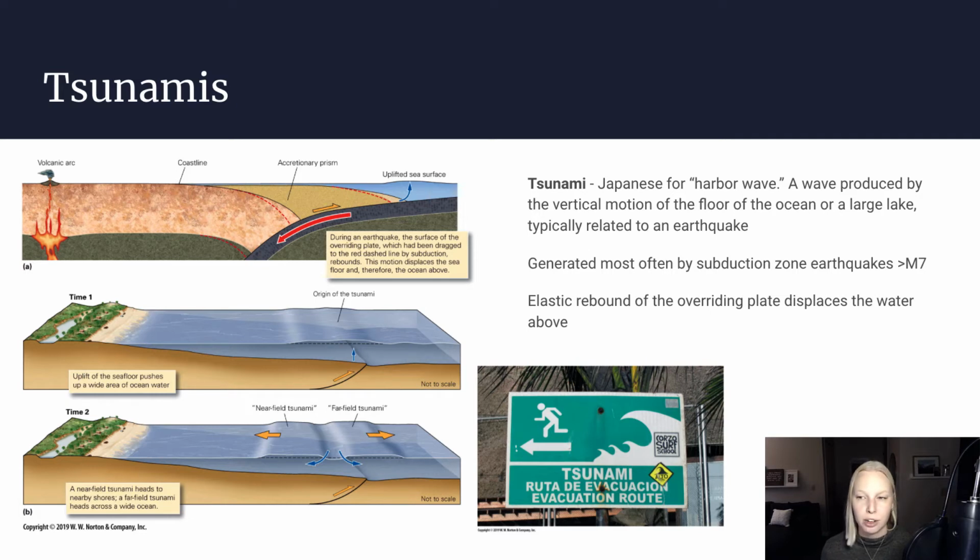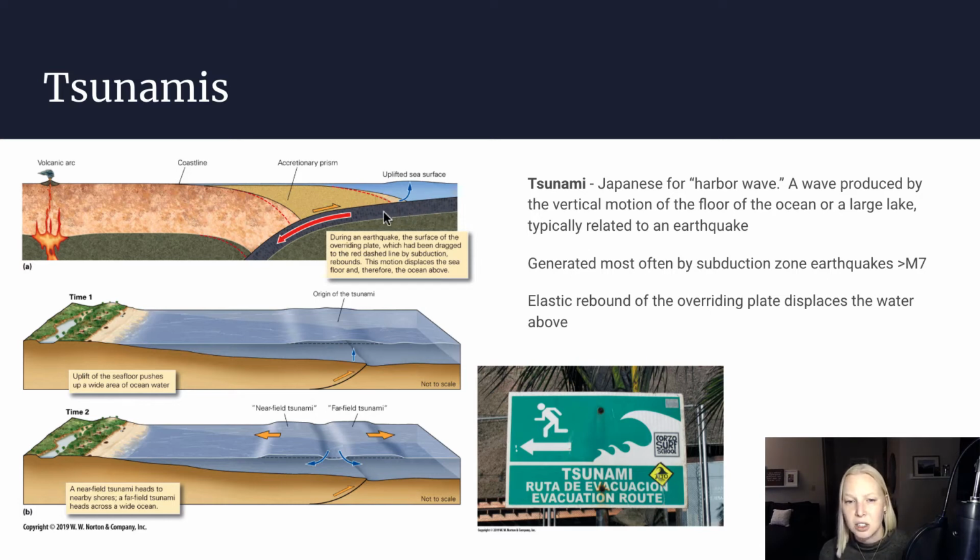Tsunami is a Japanese word for harbor wave, and it's essentially a large wave that's produced by large displacements, vertical motion of the seafloor, or in some cases, the bottom of a large lake. Tsunamis are most commonly, like I mentioned, generated in subduction zones with earthquakes that are larger than a magnitude 7. And essentially what's happening in these scenarios is you have a subducting oceanic plate, either beneath continental or oceanic crust. In this illustration, you have continental crust overriding the ocean crust.